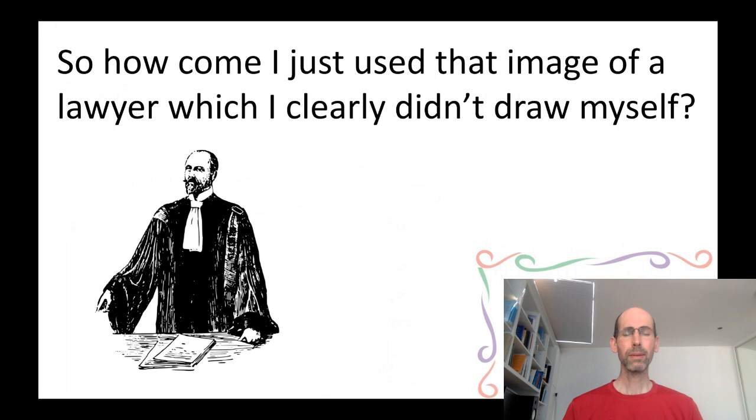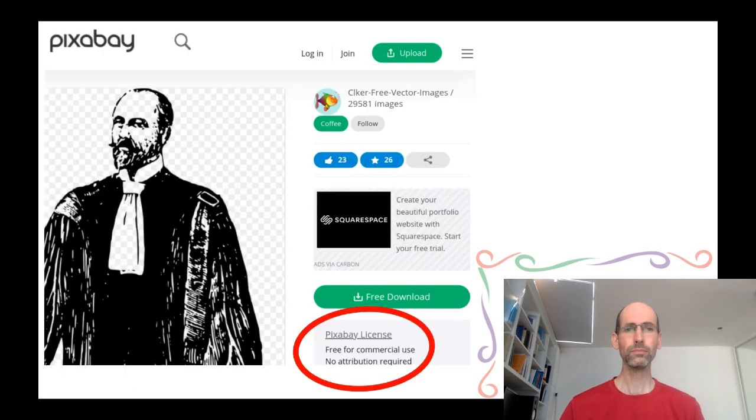So going back to that image that I used at first in my presentation, how come I just used that image of a lawyer, which I clearly didn't draw myself? There are websites such as Pixabay here that allow you to search for an image and then use it in your own commercial website, for example. So these images are free for commercial use. You can see I've put a ring around that, and you don't even need to add an attribution. So these websites such as Pixabay will allow you to find such images, and you can use them wherever you like for commercial or non-commercial purposes.